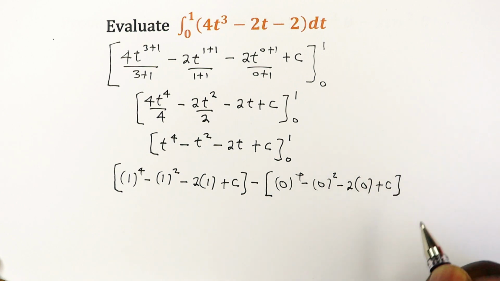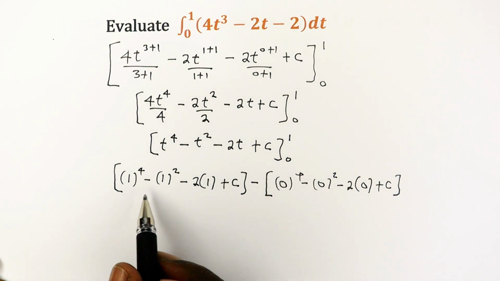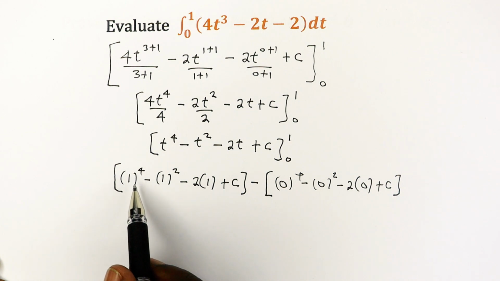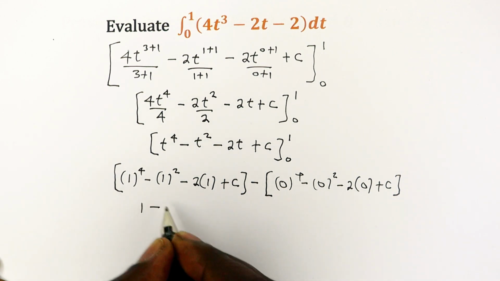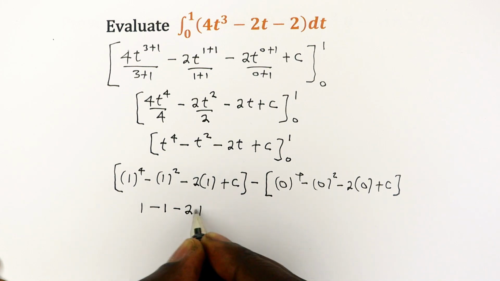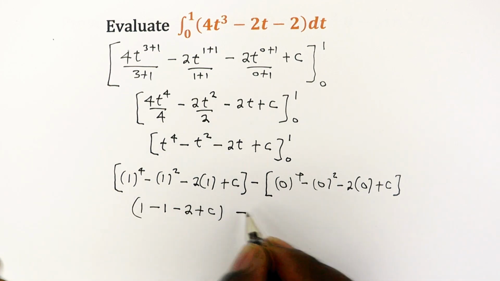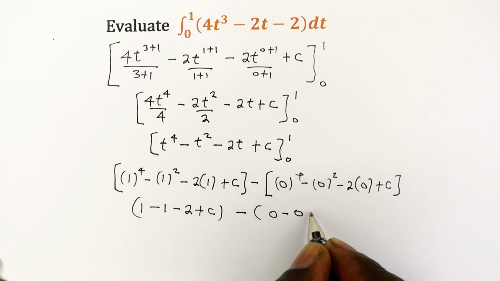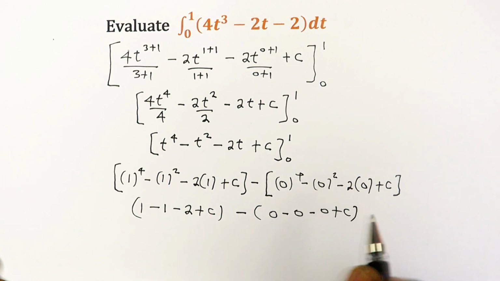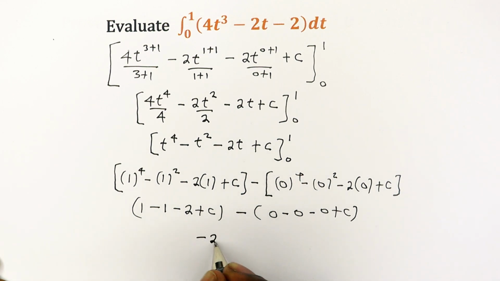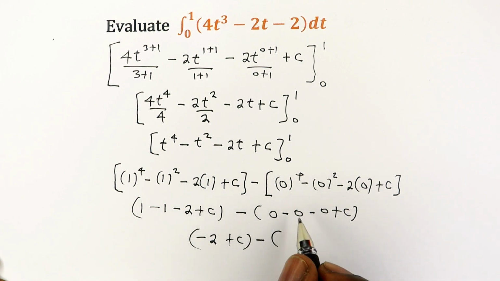that constant of integration. So when we do this, we're going to have 1 minus 1 minus 2 plus c, minus 0 minus 0 minus 0 plus c. So 1 minus 1 minus 2 is minus 2. So we have minus 2 plus c, minus 0 minus 0 minus 0 is 0. So we have c, and c minus c is 0. So it means you're left with negative 2.